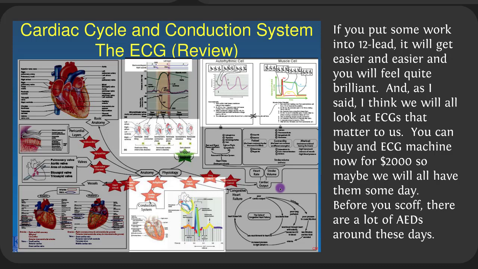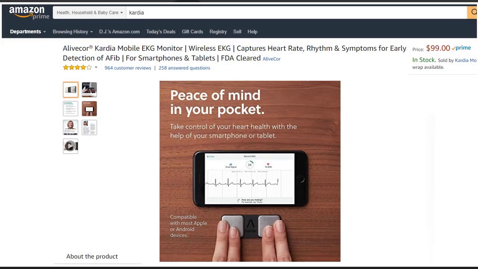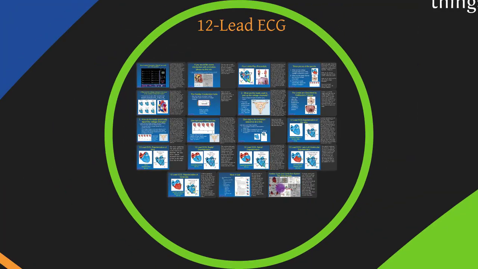Or again, a third of us are going to die of cardiac disease or heart disease, so most of us are probably going to see an EKG that matters someday. If you put some work into 12 lead, it's going to get easier and easier. And again, it's going to make you feel quite brilliant. You can even buy an EKG machine now for $2,000. Or I have a little one that sticks on the back of your phone for $100 that'll give you a lead 1 EKG. So that's 12 lead.